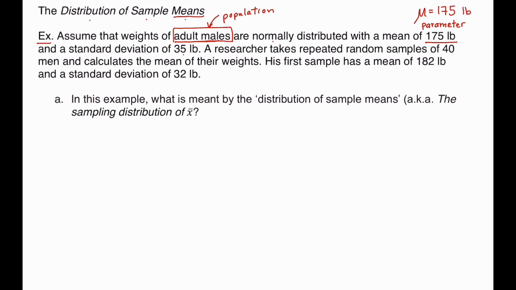And what about 35? Well, 35 pounds is the standard deviation for the weights of the adult males. So this is also a parameter, and the notation we use would be sigma equal to 35 pounds.